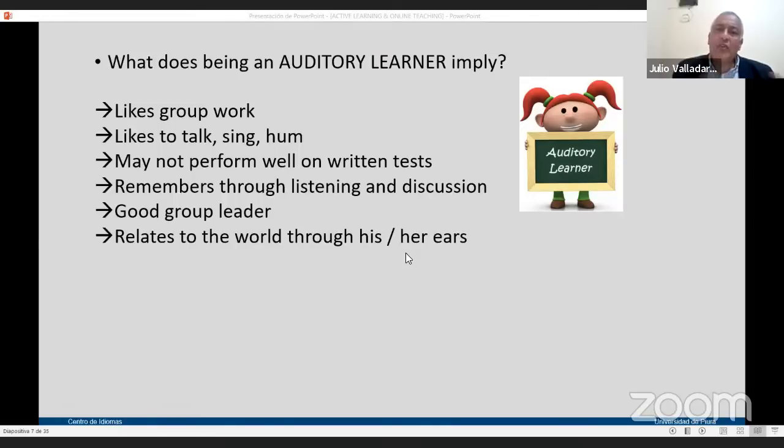So again, auditory, visual. Say, Julio, yeah, I know, but do you know your students? Do you know your learners? And that's the point. Do you know them? Are they auditory, are they visual? What are they like? Do you know your students?